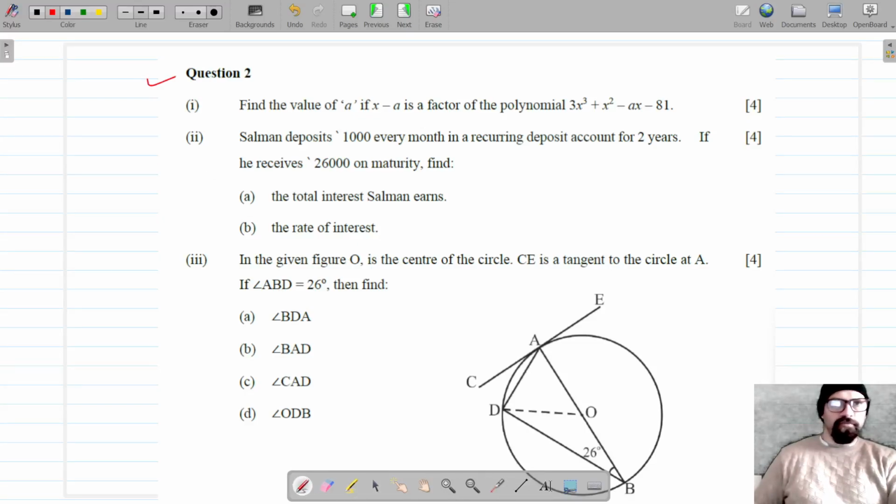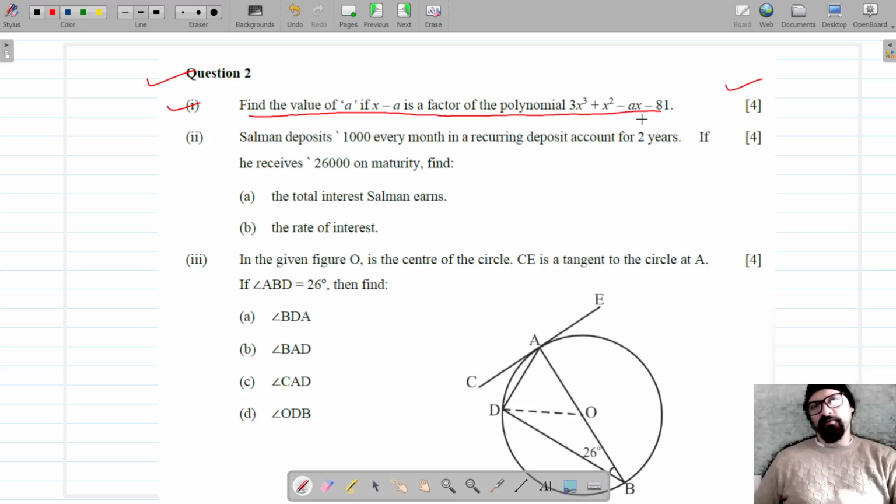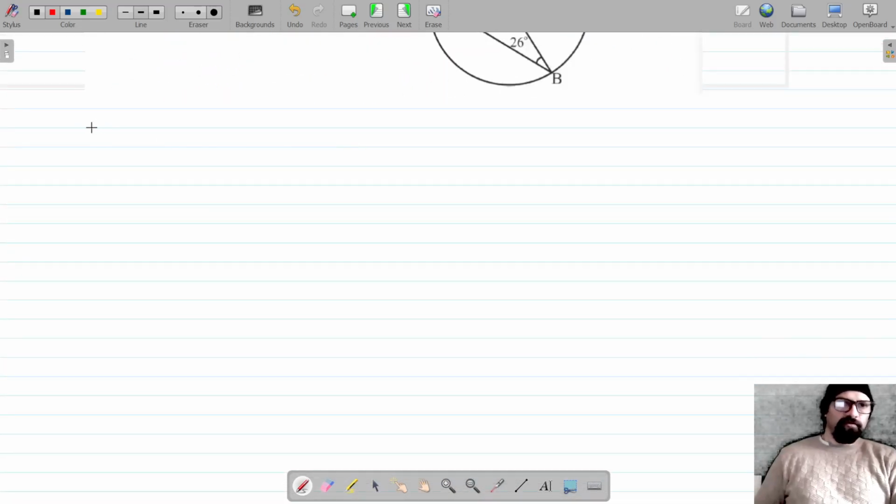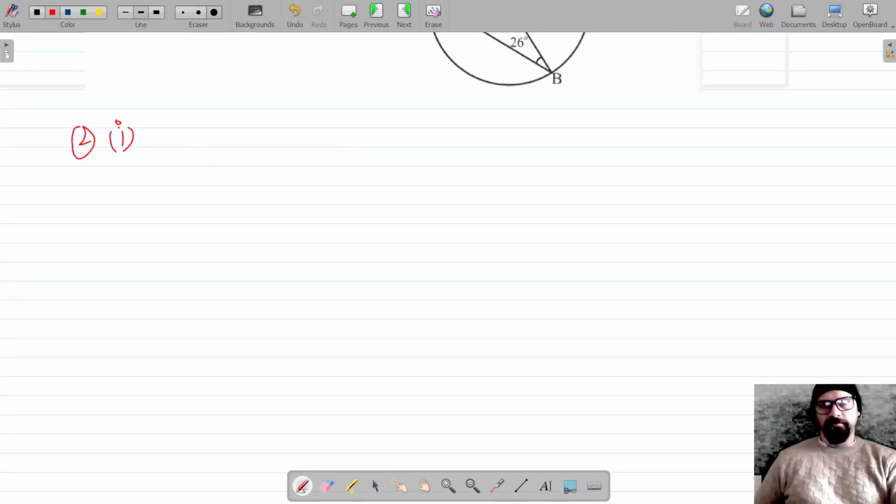Okay, for question number 2, we have to find the value of the first part. It's given: find the value of a if x minus a is a factor of the polynomial, and the marks awarded for this first part is 4. So it's 4 marks. Now we are going to use the factor theorem here, for the first part of question number 2.